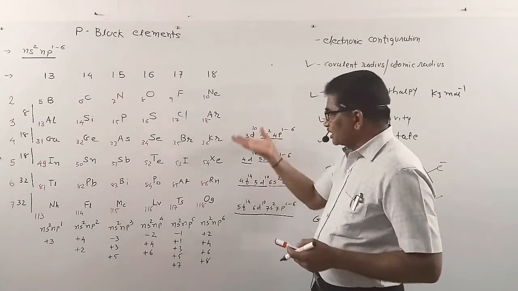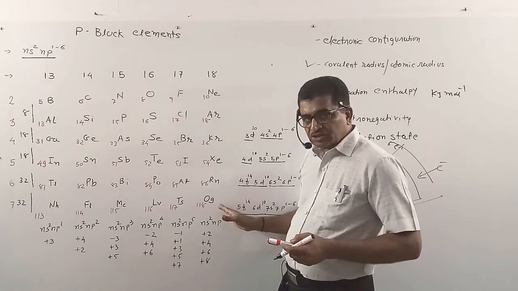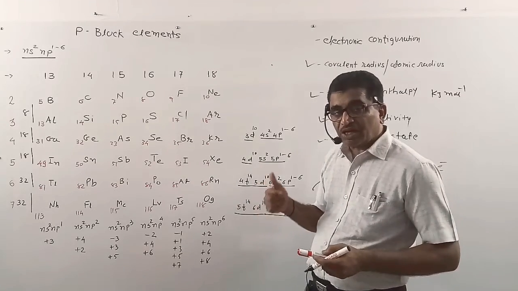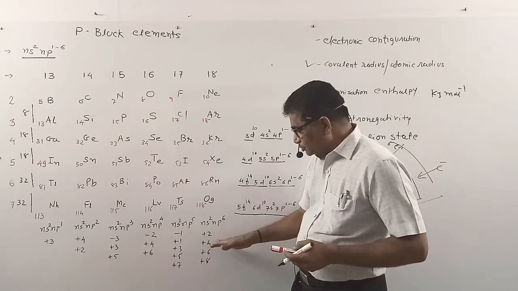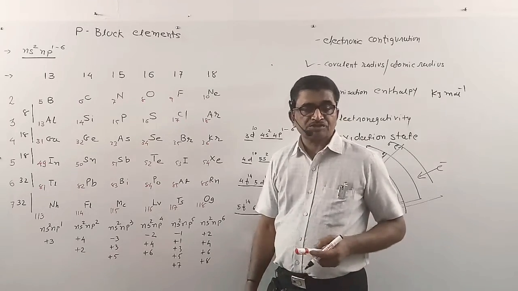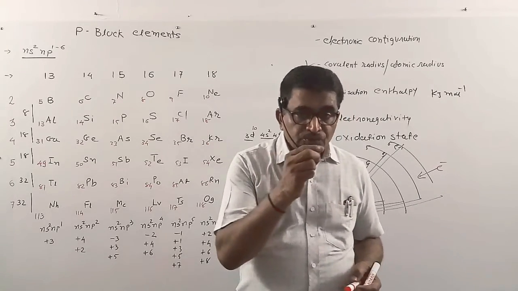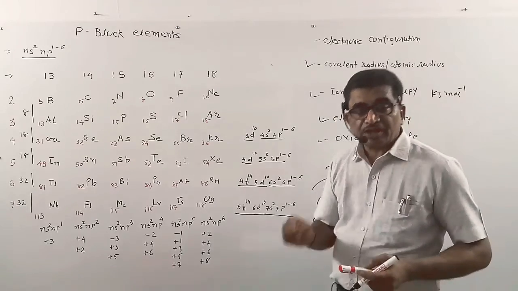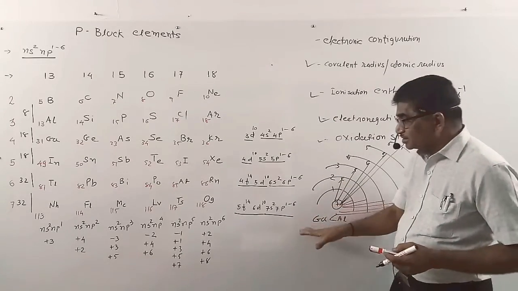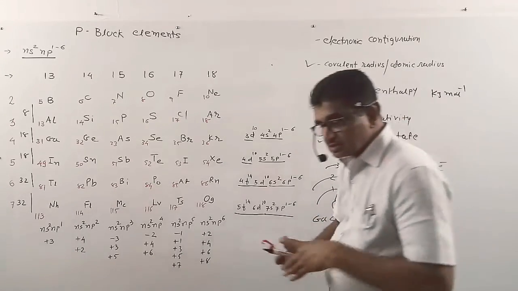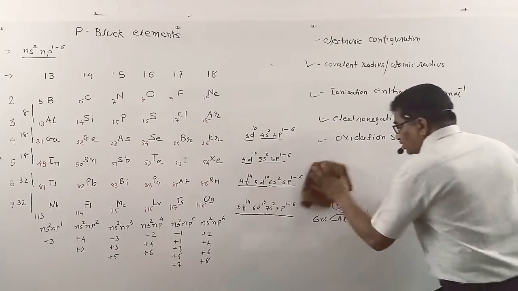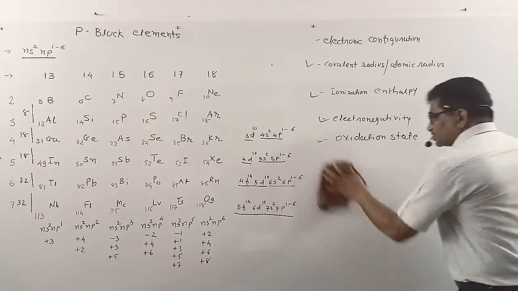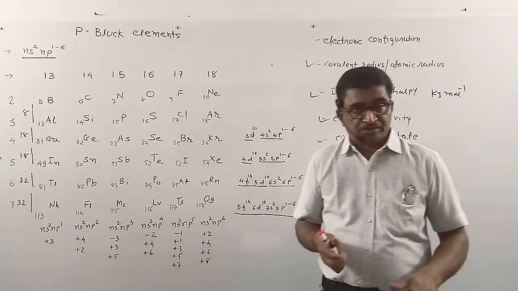Similarly, neon, argon and krypton are inert gases. They don't react with any elements, but with highly electronegative elements like chlorine and oxygen, they will give +2, +4, +6 and +8 oxidation states. The most important is that so many properties depend upon oxidation state.